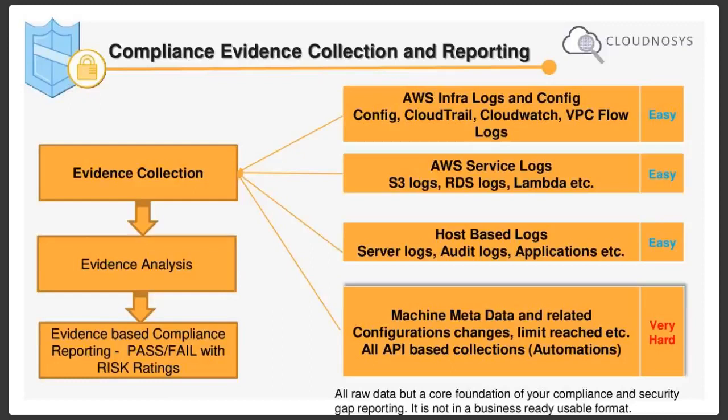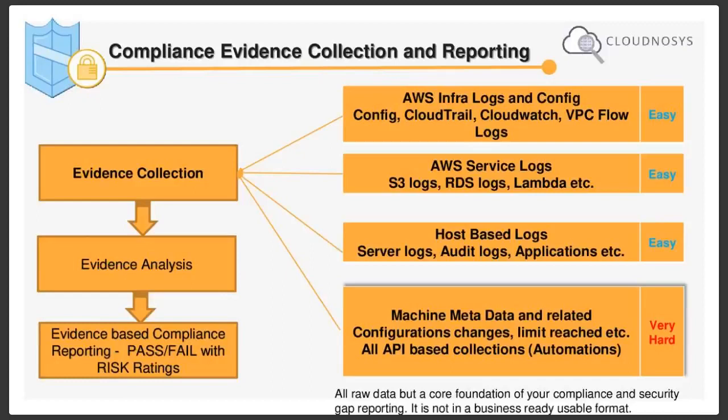The last one is machine metadata and related configuration changes, limits reached, and so on and so forth. What is this all about? Well, this is really getting into the heart of Amazon, and it's really getting into core security principles, and that's a lot of raw data that comes out, but you can turn it into business data if you have the expertise in-house, or if you source the expertise to be able to pull all that in. So again, all this data, most of it is not usable. Usable in the sense that it's part of your evidence, but you need to make some business sense of it, which requires evidence analysis, right?